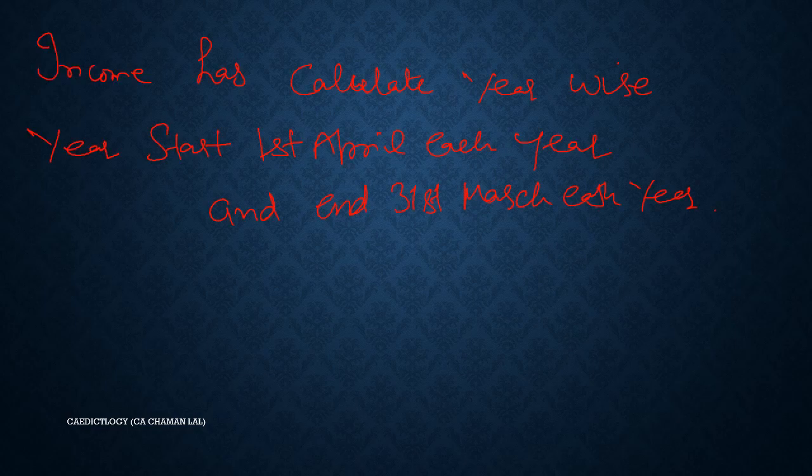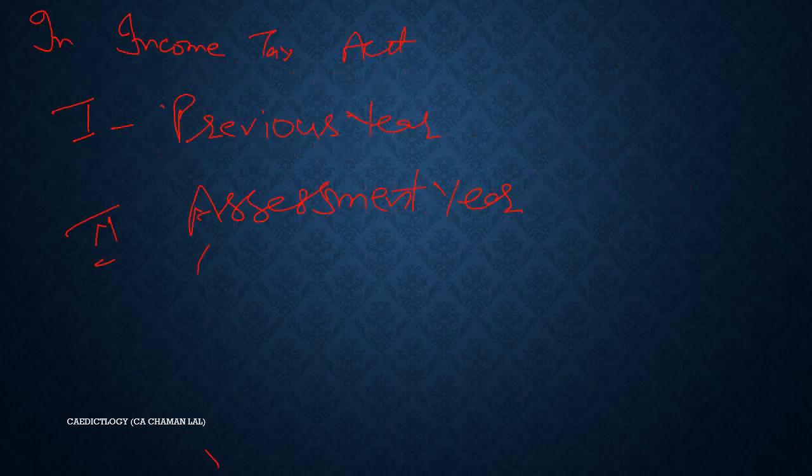After knowing the definition of person as per the Income Tax Act, now the most important concept is the year. Income is calculated as per the Income Tax Act year wise. The year starts on 1st April and closes on 31st March of each year. It is not a calendar year, January to December. As per the Income Tax Act, we see two years: one is called the previous year and the second is called the assessment year.